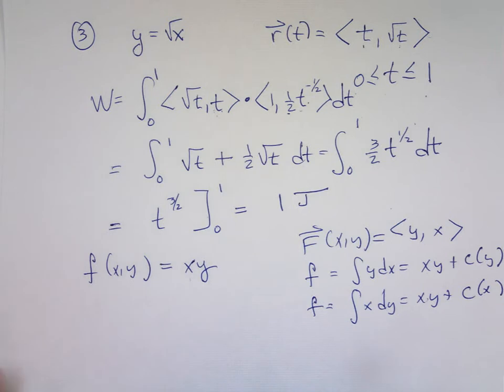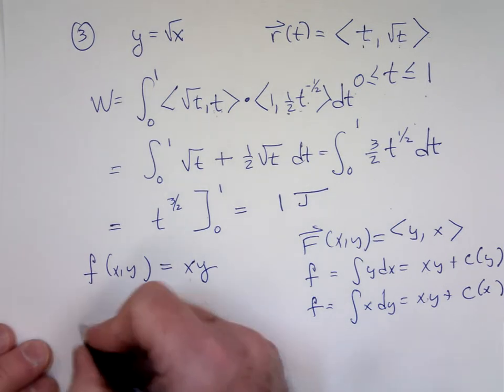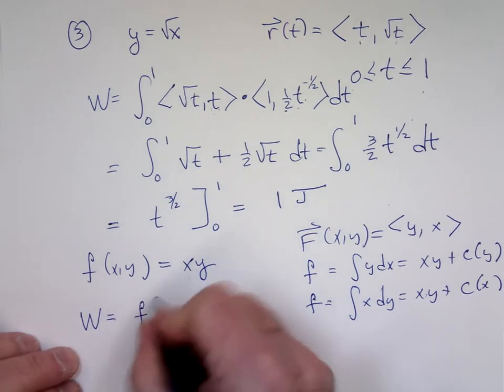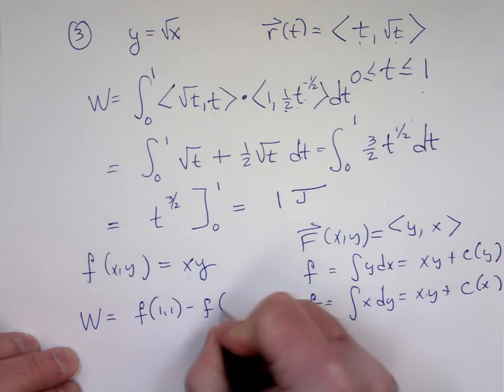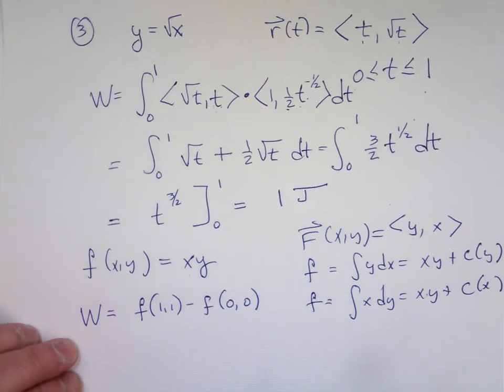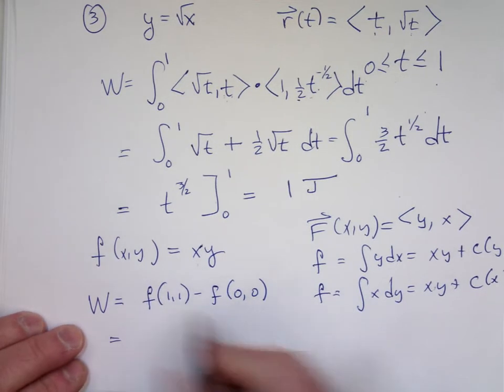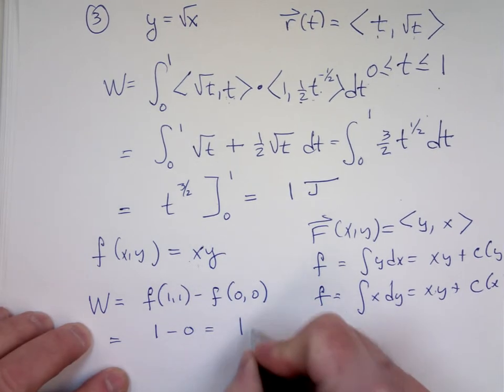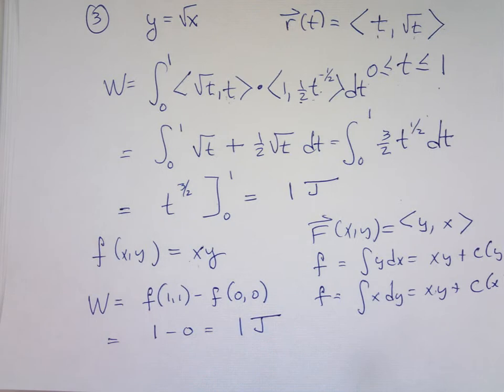How else can you find work? You can find work in a conservative vector field by simply taking the difference in potential, end minus start. So you take the potential at your end point minus the potential at the start point to find the work done. f of 1, 1 is 1. f of 0, 0 is 0. You end up with 1 joule of work. In a conservative vector field, the difference in potential is the work done. It doesn't matter what path you take. How's that look? That's cool.